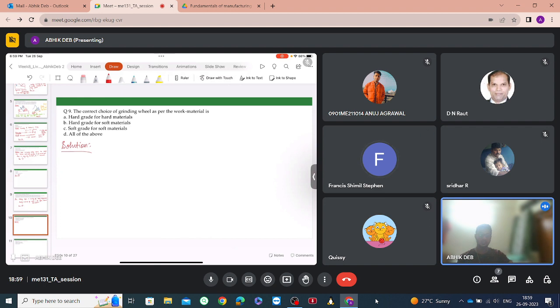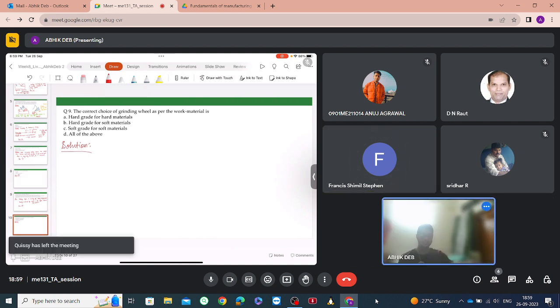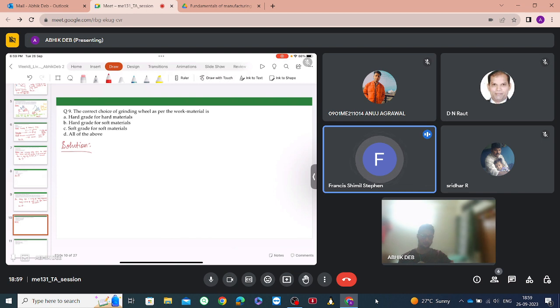Yeah, I think so. For the soft material, it will be ductile. If you use hard material to grind it, it will be easy. And for the hard material, it will be brittle. Sorry, your voice is not actually clear as of now. Can you please repeat? For the soft material, it will be actually ductile, and when we use the hard grade, we can easily grind.